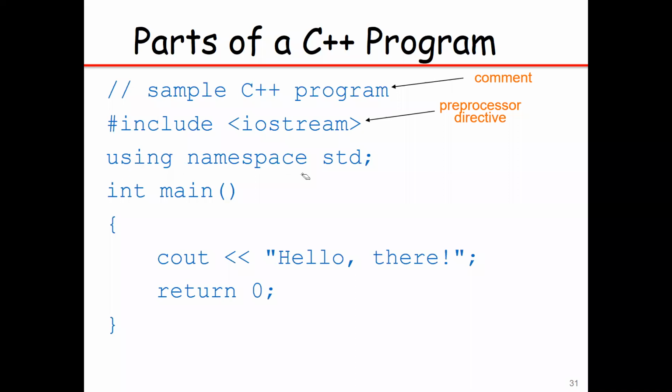Now the next line is using namespace std. STD stands for the standard input output. Standard output is the screen and standard input is the keyboard. Now this line is called a namespace. So which namespace is needed? If you want to show the output on the printer, you can use PRN instead of STD.